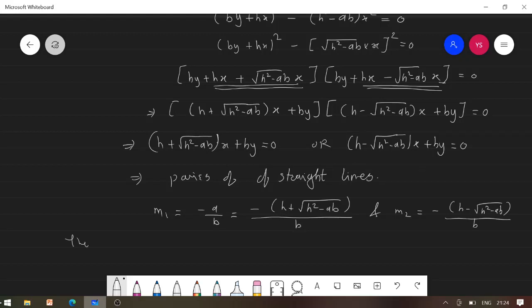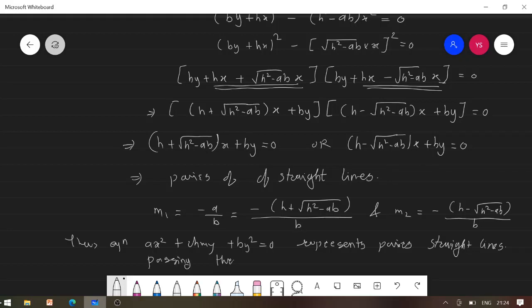Thus the equation ax square plus 2hxy plus by square equals to 0 represents pairs of straight lines in both cases. So it represents pairs of straight lines passing through the origin, as h square minus ab is greater than or equal to 0.